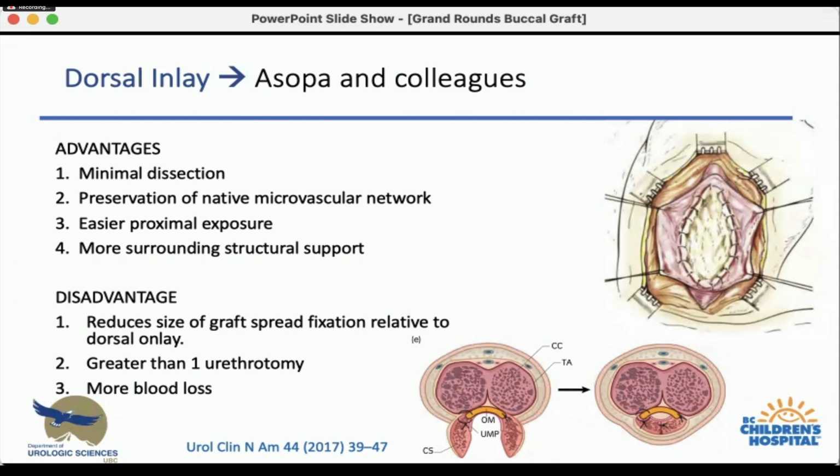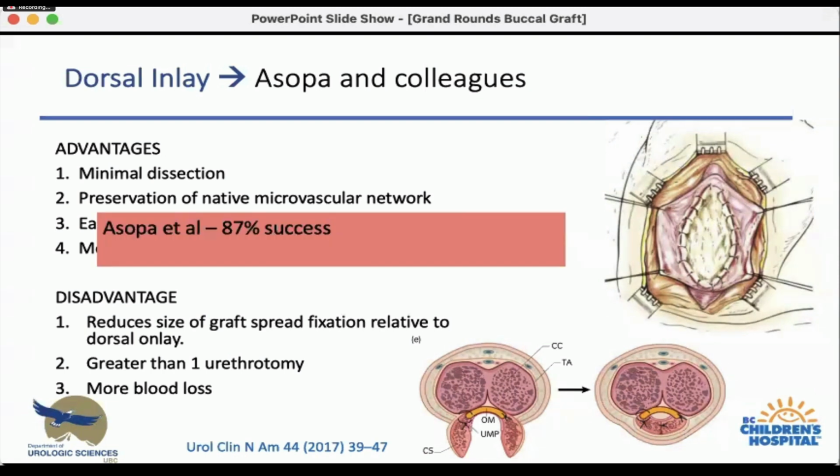And the advantages include minimal dissection, preservation of the native microvascular network, easier proximal exposure, and more surrounding support. However, it reduces the size of the graft due to its fixation. It also requires more than 1 urethrotomy and has more blood loss. Results, Asopa have results of more than 87% success rates.